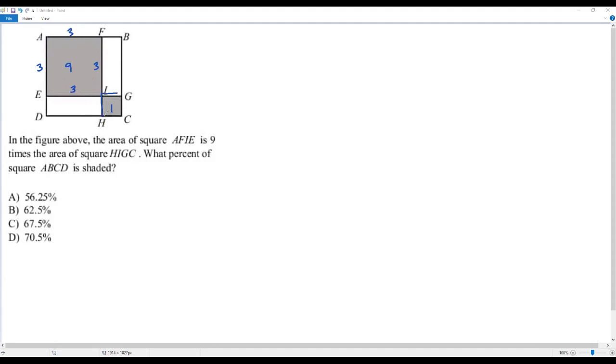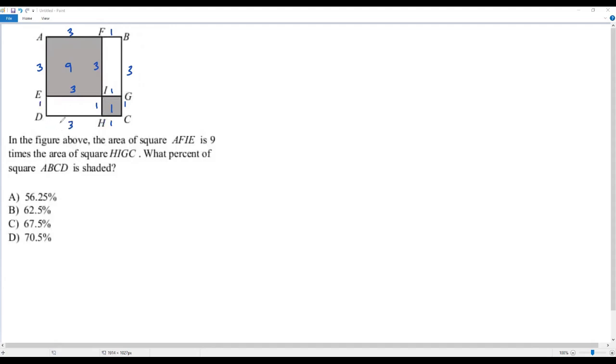If the area of this square is just 1, what is the length of each side of this smaller square? The length of each side has to be 1, so that 1 times 1 gives us the area 1. So here we have 1 and here we have 1. And the length of BG is 3 and the length of FB is 1. The length of DH over here is 3 and the length of DE is 1.